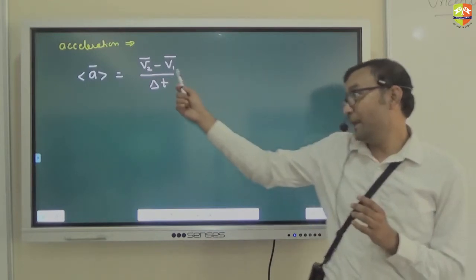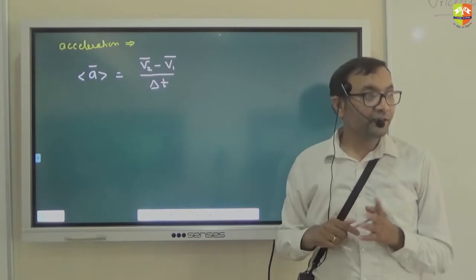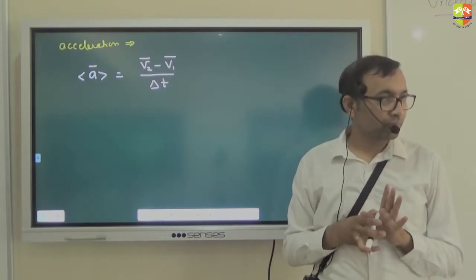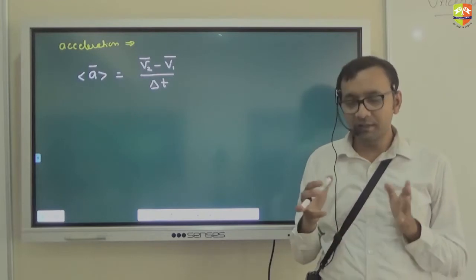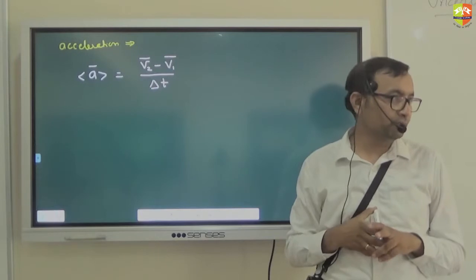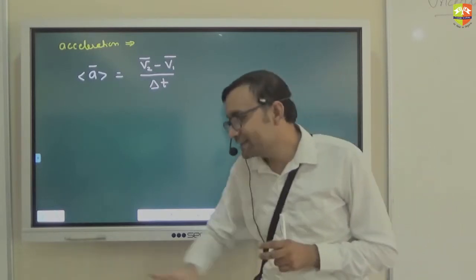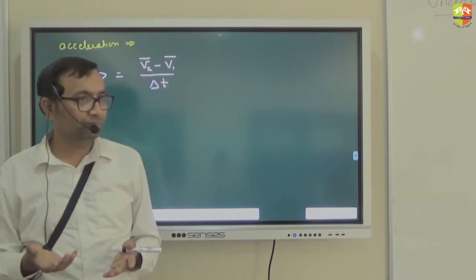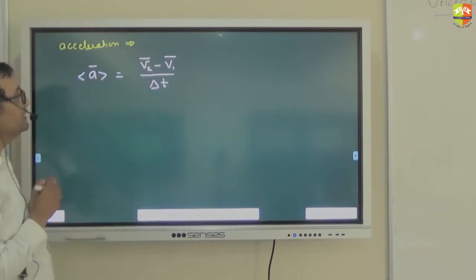So this subtraction you see in the numerator is a vector subtraction. You should not subtract the magnitudes of the velocity; you should subtract vectorially. But when you talk about motion in a straight line, they may subtract or add like numbers. So this is the average acceleration.